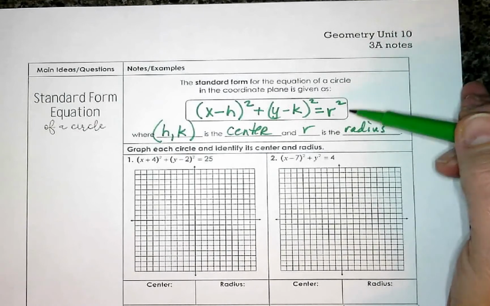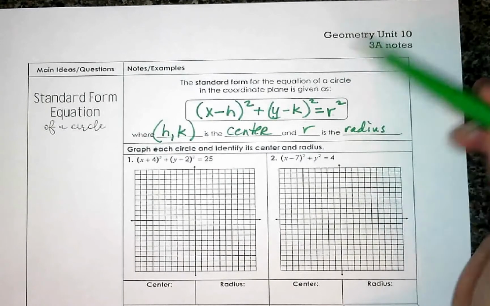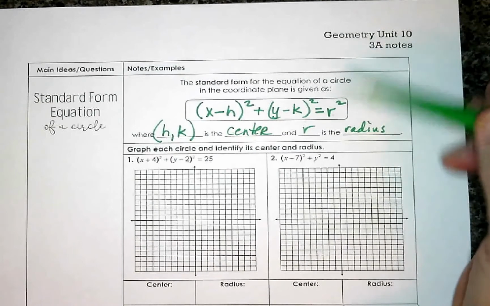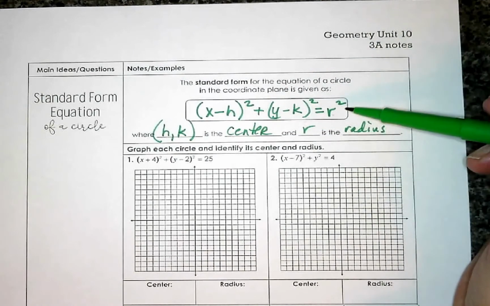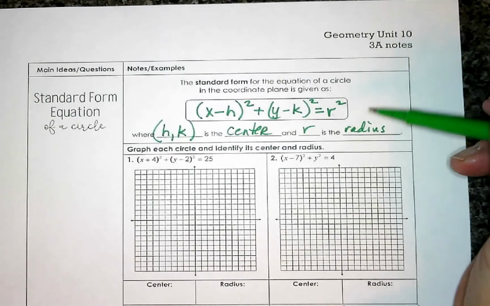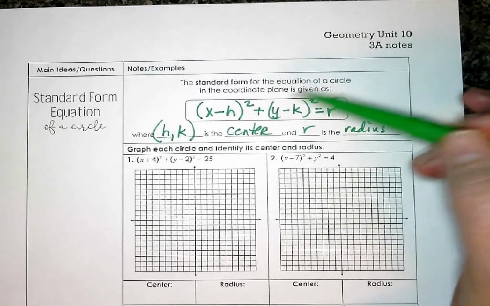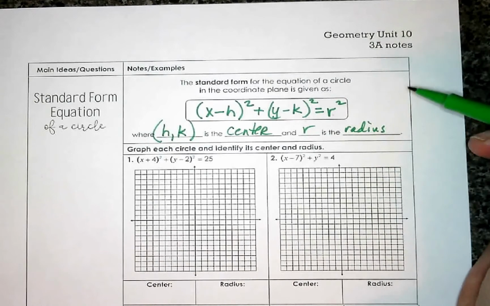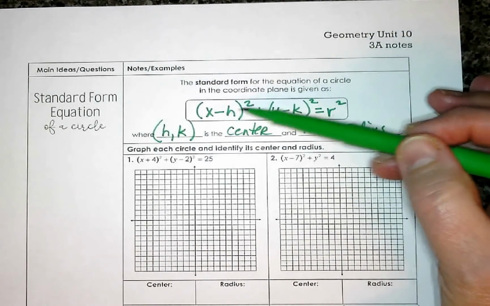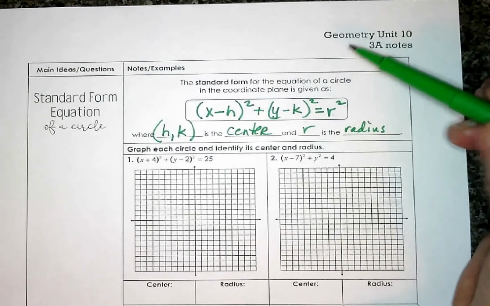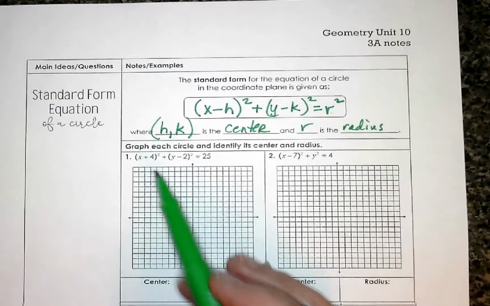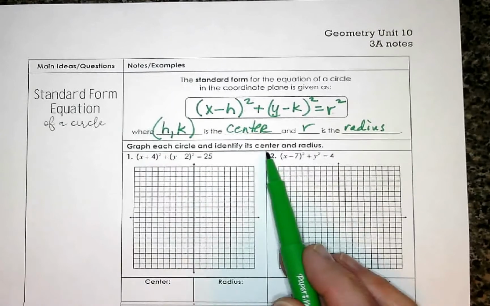As you get into the next level of Algebra 2, they take equations like this and they manipulate them, not only for circles, but they do them for what we call parabolas and ellipses and all these different things that you'll learn in Algebra 2. So this is just an introduction to this formula and kind of how it's manipulated. Again, we're not going to FOIL, we're not going to multiply these out. We're just going to use the center and the radius. So here we go. So it says graph each circle and identify its center and radius.